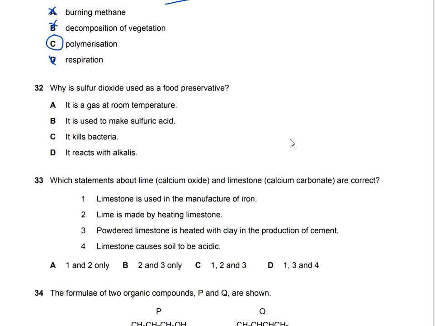Why is sulfur dioxide used as a food preservative? Actually, sulfur dioxide is used in food as a preservative because it kills bacteria when it releases gas. So it prolongs the food life or shelf life by giving off gases that would kill bacteria. So the correct answer for this is letter C.